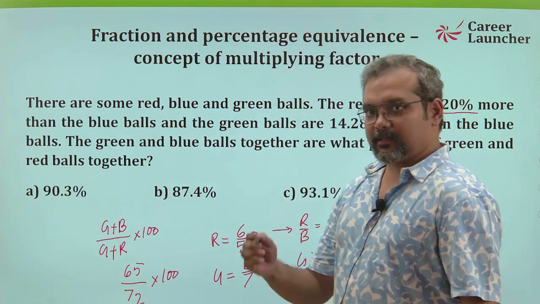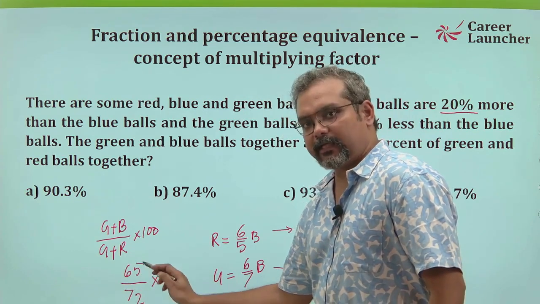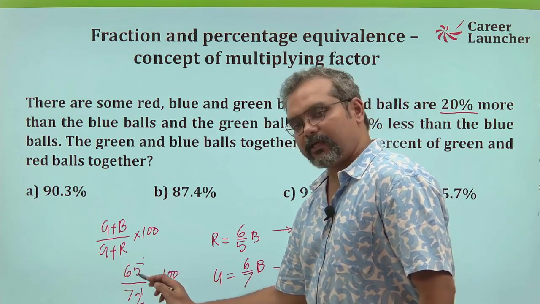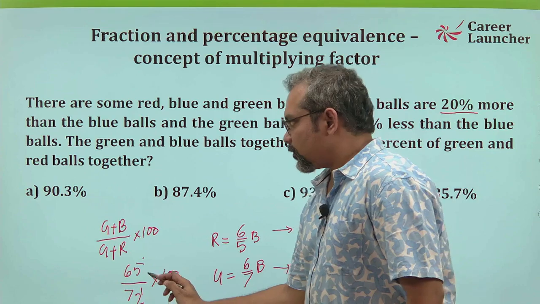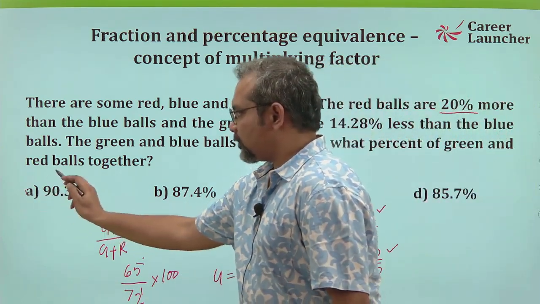Now if you are aware of these, if this were 70, this would be very close to 90. 90% is 63. It's slightly more. So the answer will be very close to 90 but slightly more. So just mark the first option.